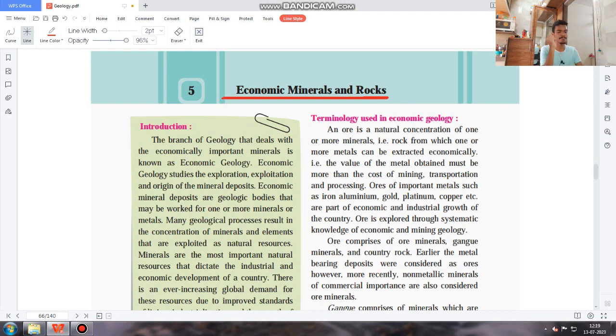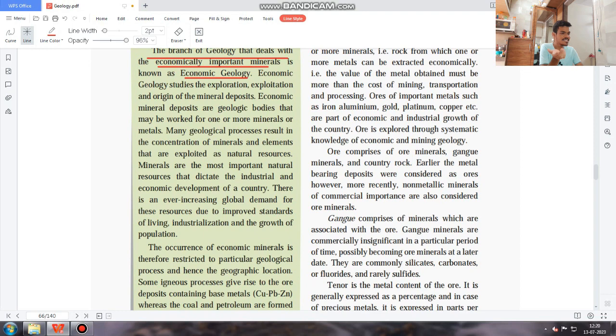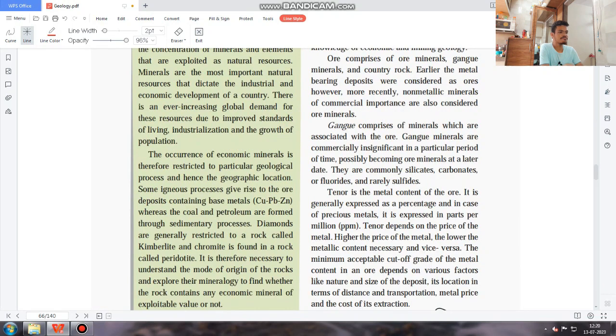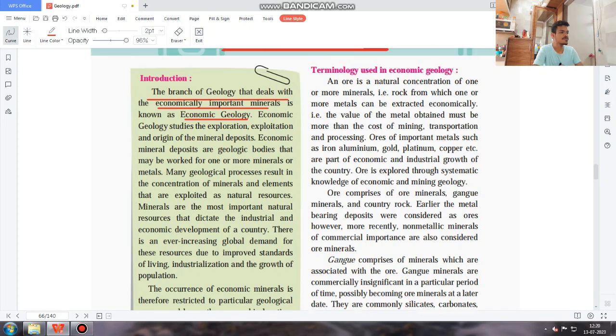Okay, so let's start. Basically, what is economic geology? The branch of geology that deals with economic minerals. I only give you the underlining. I'm not explaining much of this because it's understandable. I'm just giving you the underlining so that you don't miss out anything, and also some questions from 2022. This had come in 2022.